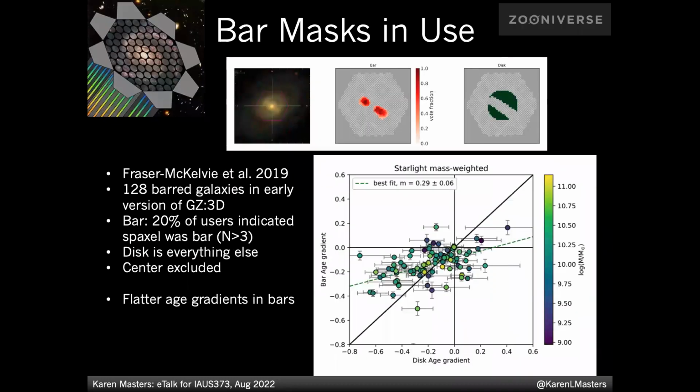Some examples of bar masks being used. This is a piece of work by Amelia Fraser McKelvey, 2019, where she made use of Galaxy Zoo bar masks and looked at the age gradient of the stellar populations in the bar mask and in spaxels at the same radius as the bar, but not in the bar mask. Showing flatter age gradients in bars, which is a nice illustration of the kind of radial mixing you might expect to get in a bar.